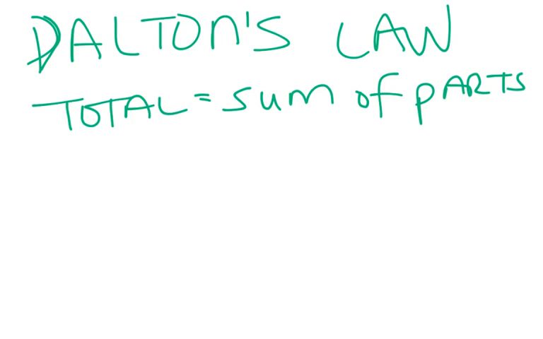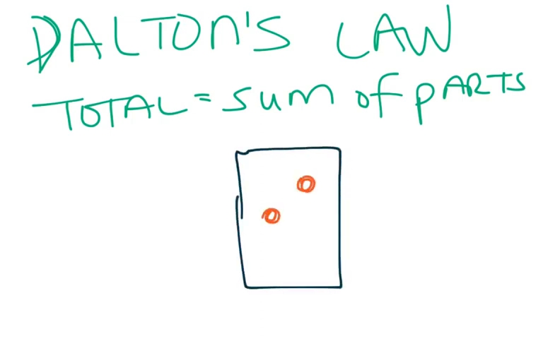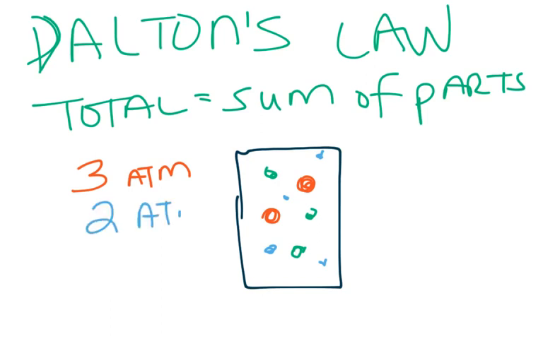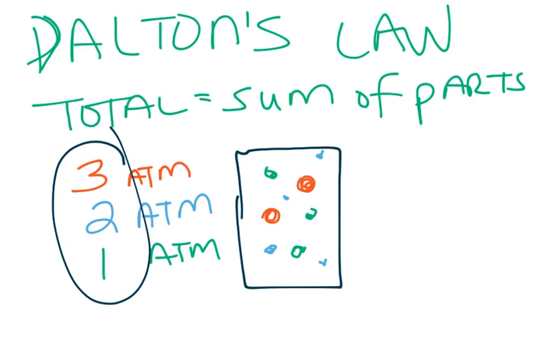So if I have a container, here's my tank, and I have different kinds of gases in there. So here's all my different gases floating around in there. And if I tell you the pressure of the red one is 3 atm, the pressure of the blue one is 2 atm, and the pressure of the green one is 1 atm, and I want to know the total pressure in the container, literally Dalton's law says add those numbers. The total pressure is 6. That is actually one of the laws.